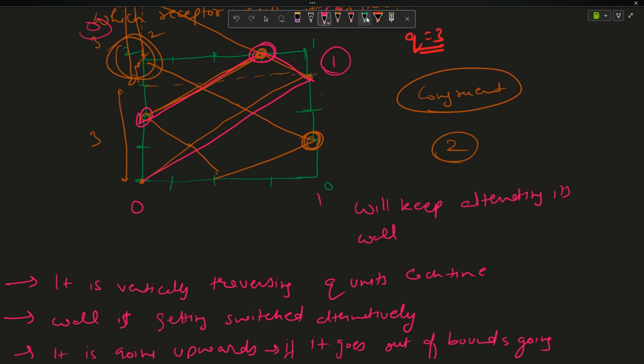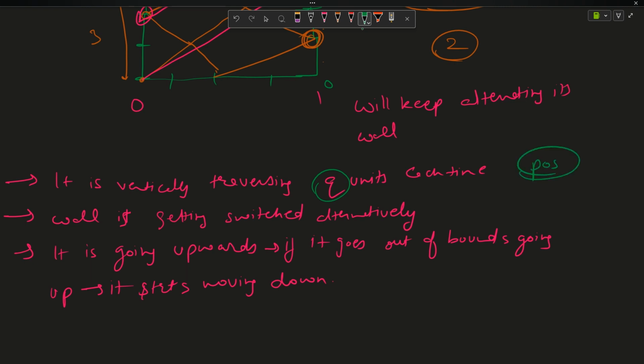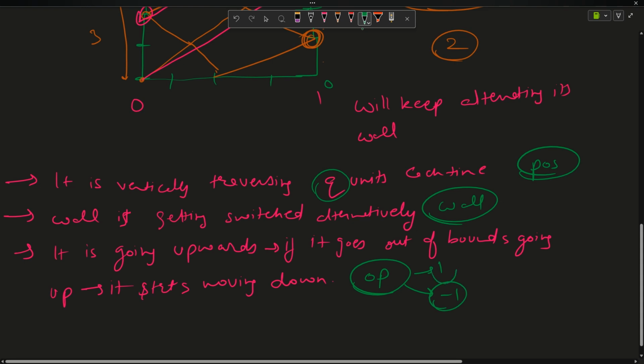Now my problem will get very easy if I try to make this everything. I already have q, and I want to get the vertical point. So I will take a position variable for it, and a wall variable for it. For tracking upward or downward motion, I will use operation, right? If it is going upwards, operation will be 1. If it is going downwards, operation will be -1. These are the two things.